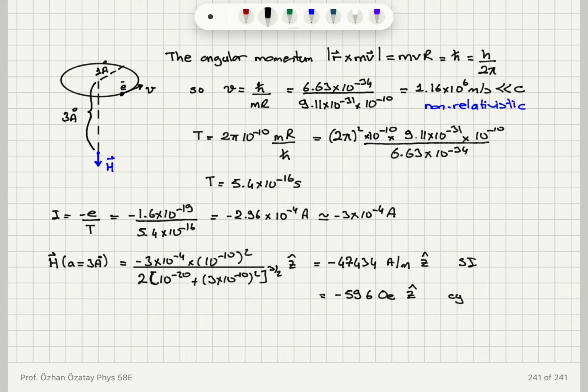So this is the SI, this is the CGS. And remember, 1 Ørsted is equal to 1000 over 4 pi amps per meter, so we can use this conversion. Okay, so this is the magnetic field. Well, this problem was given in SI, so I can say that this is the result in SI.